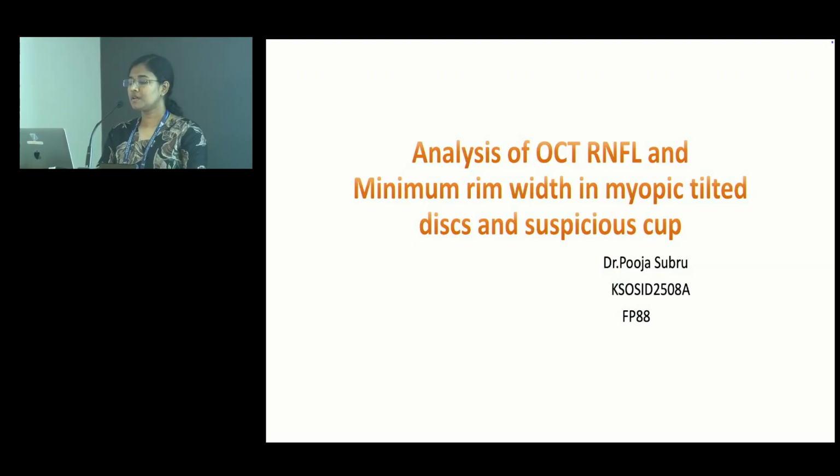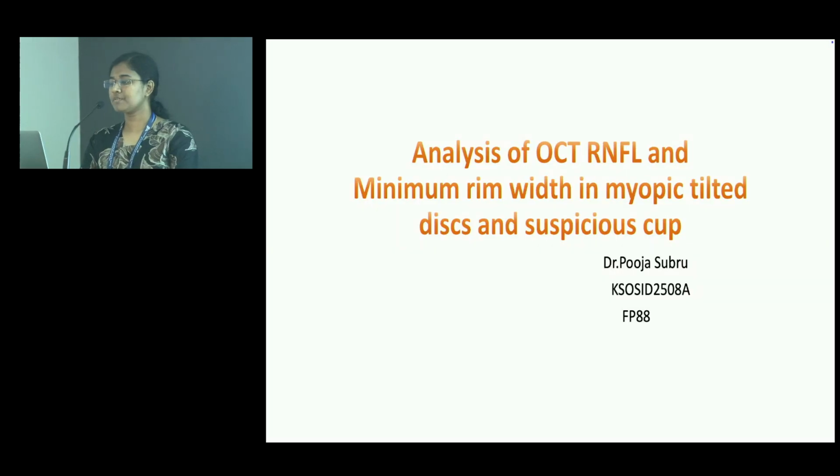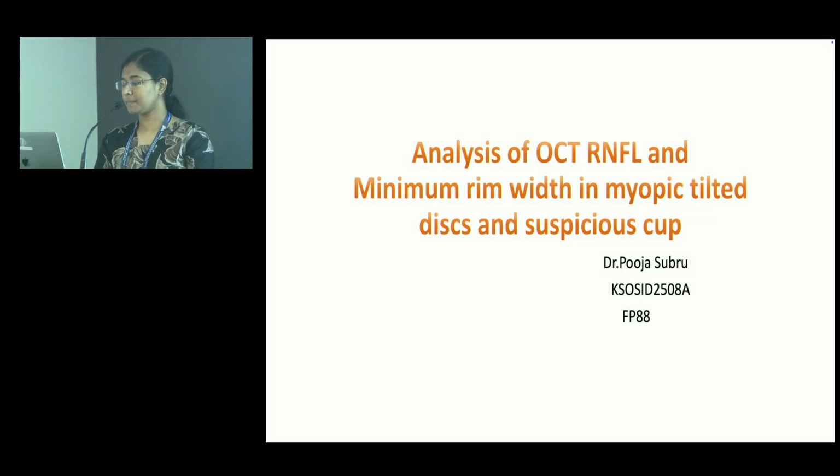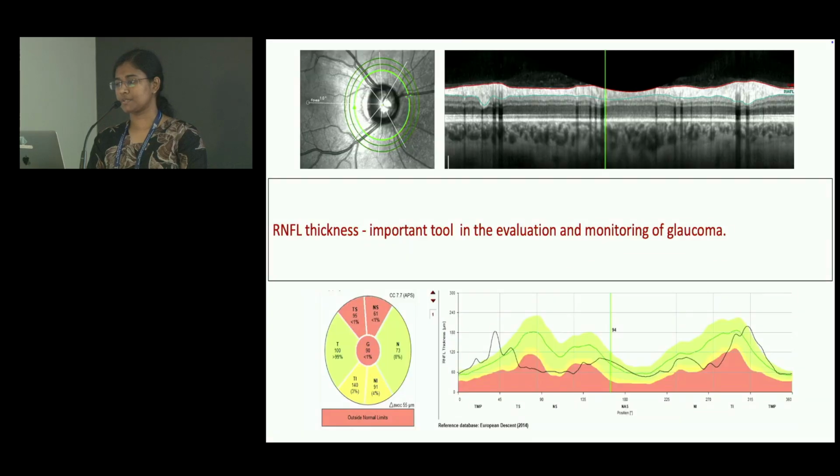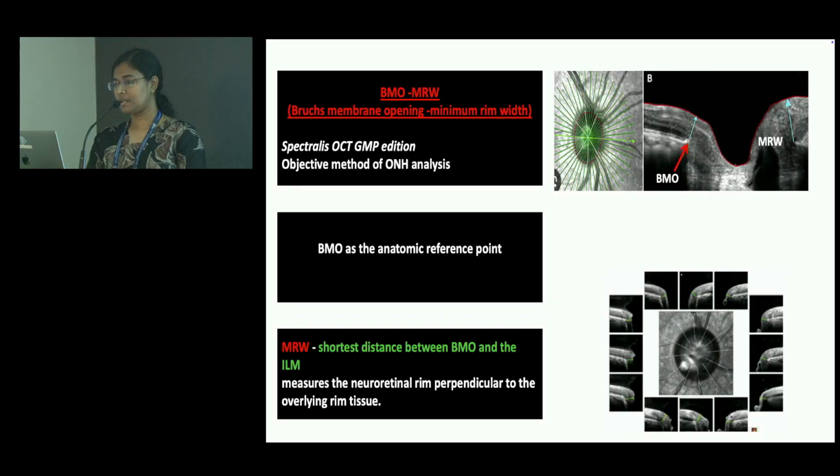Good afternoon all. Our study is on analysis of OCT RNFL and minimum rim width in myopic tilted disc and suspicious cup. Myopia can cause structural changes in eyes which make them more susceptible to axonal loss and can cause glaucomatous changes. And in tilted disc, it can cause alterations in RNFL peak locations and changes of macular ganglion cell complex distribution. RNFL thickness assessment is an important tool in evaluation and monitoring of glaucoma, whereas in eyes with structural and anatomic variations like myopic tilted disc, it can cause erroneous results.